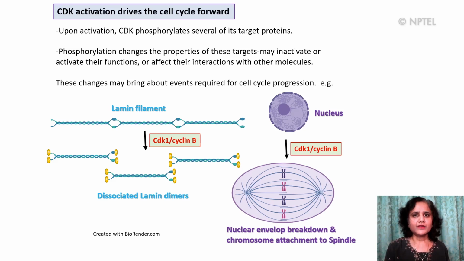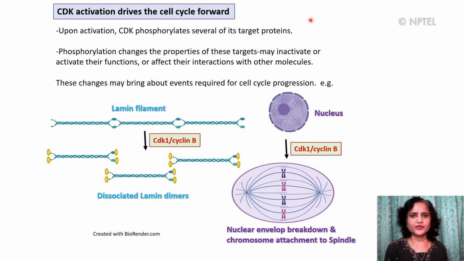An example of how CDK activity affects mitotic events is shown here. Upon activation, we know that mCDK phosphorylates several target proteins. Phosphorylation changes the properties of these targets, and it could inactivate or activate their functions, or it could affect their interactions with other molecules. These changes may bring about events which are required for cell cycle progression.